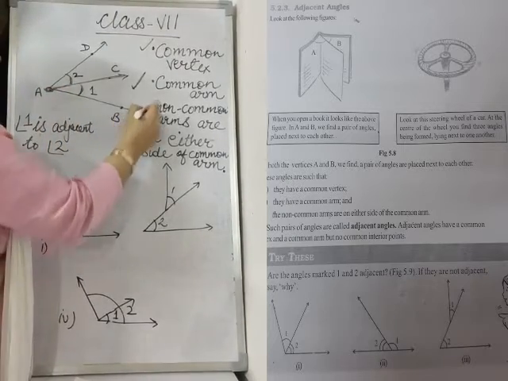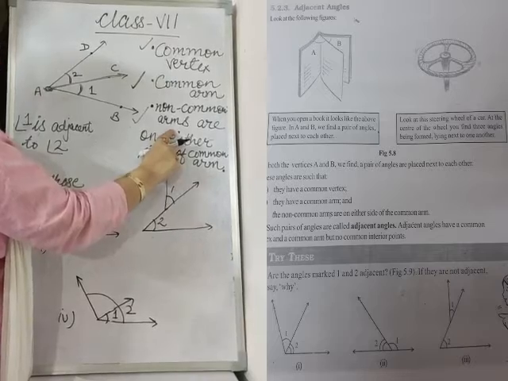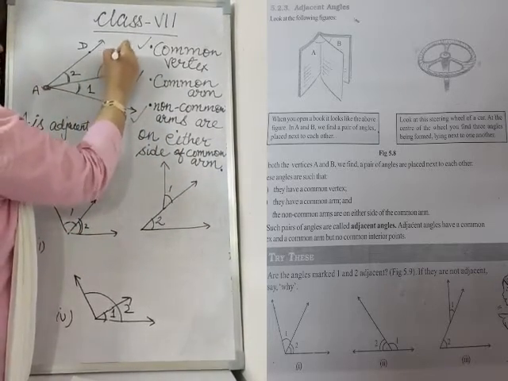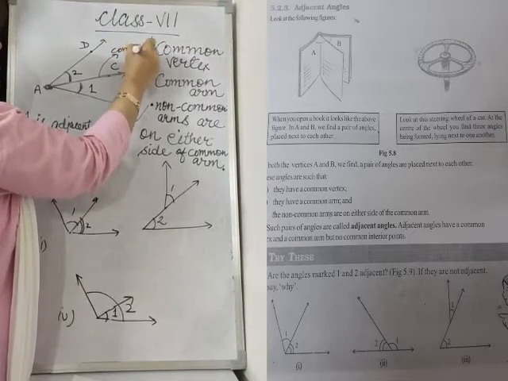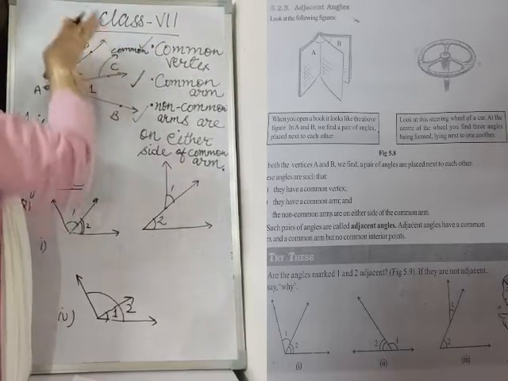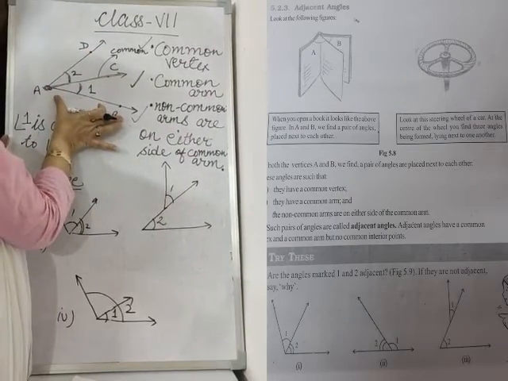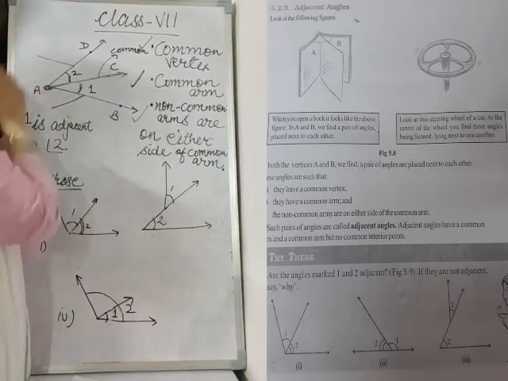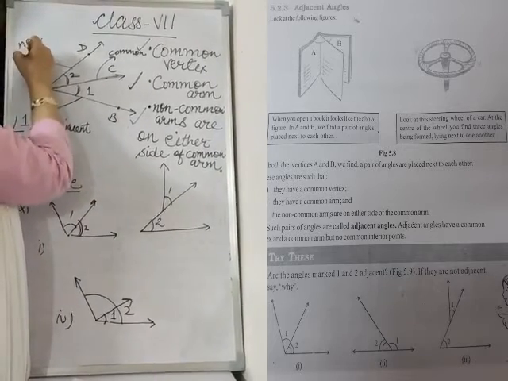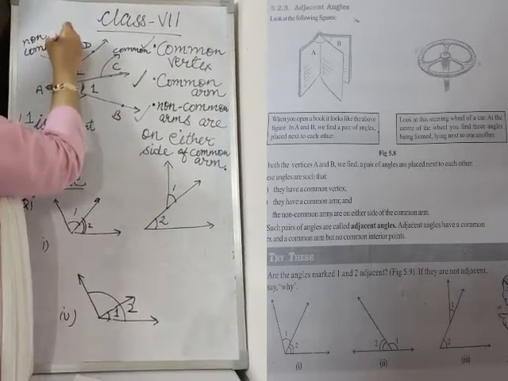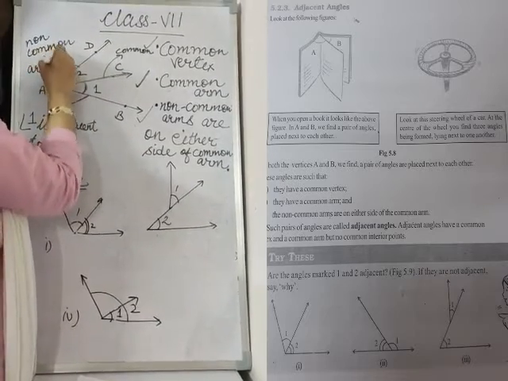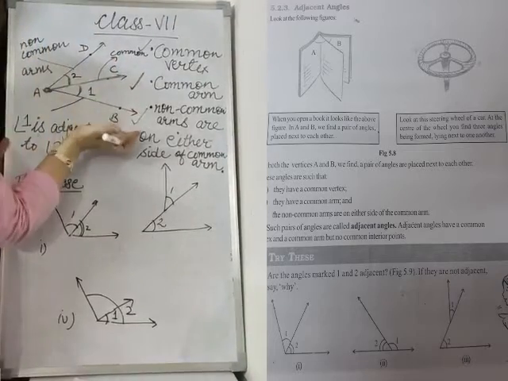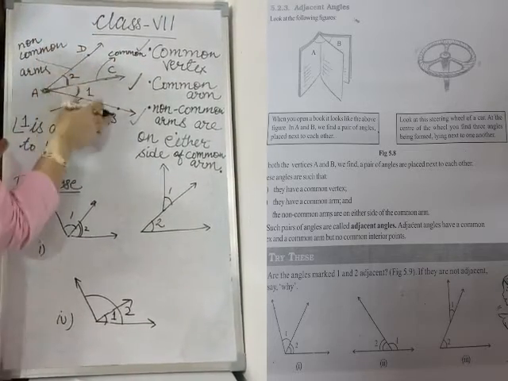The third condition is non-common arms. What do you mean by non-common arms? See, AC is the common arm. Why am I saying common? Because it lies between AD and AB. So AC is the common arm, and AD and AB are non-common arms. AC lies in between, and AD and AB are non-common arms.